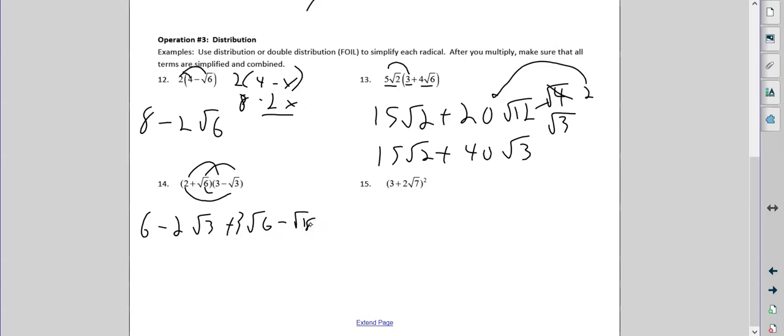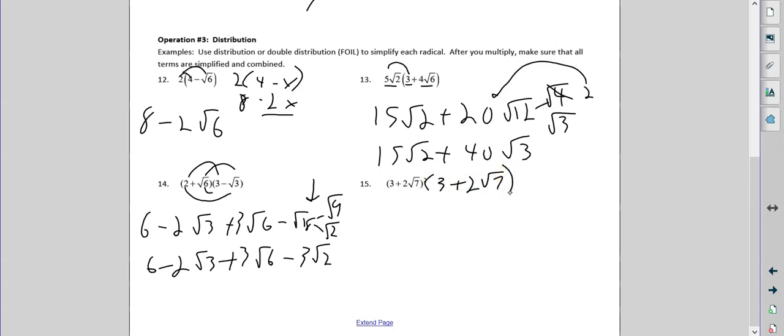Now, right now, nothing looks like it can go together. But this will break down to 9 and 2. So we have 6 minus 2 root 3 plus 3 root 6 minus 3 root 2. And guess what? There's still nothing that can be joined together, but you did simplify this radical, and that is required. And then here, 3 plus 2 radical 7 is really just this.